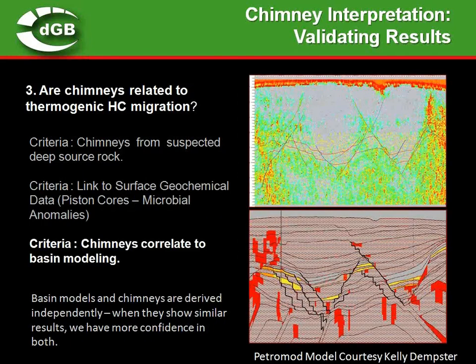Finally, basin modeling is a very good tool, and when we see a correlation between evidence of vertical migration in chimney data and in basin modeling, we have a much higher confidence in both the basin model and the chimney results, remembering that basin modeling is measuring pressure contrasts, and the results are coming from totally independent sources.